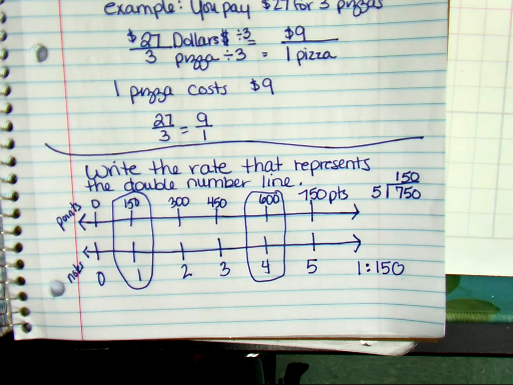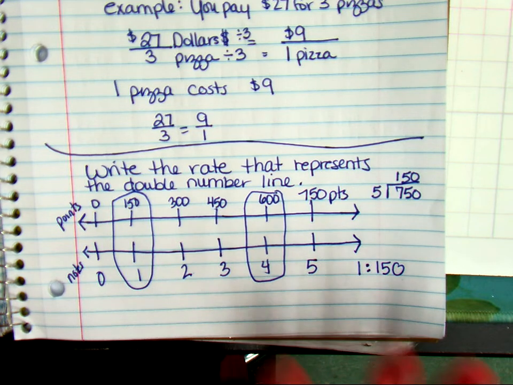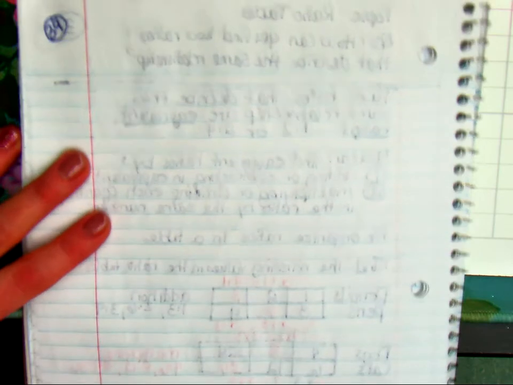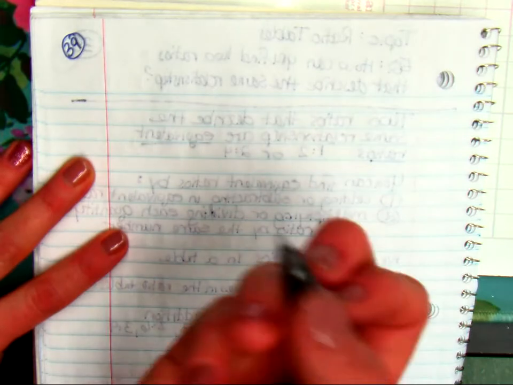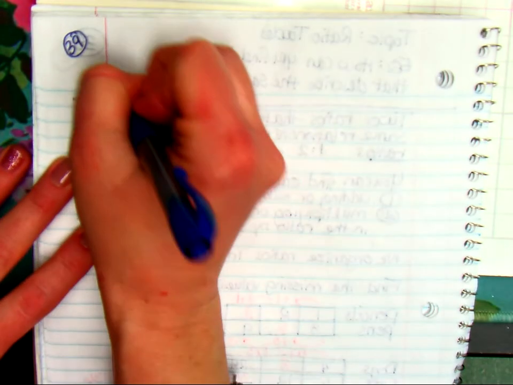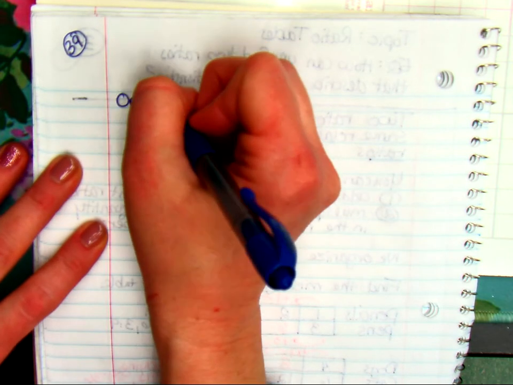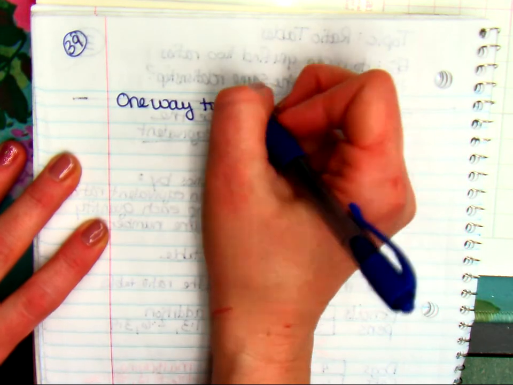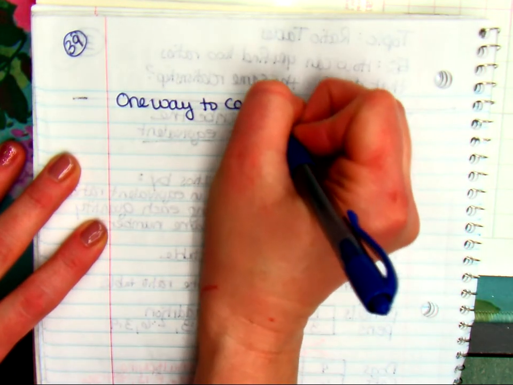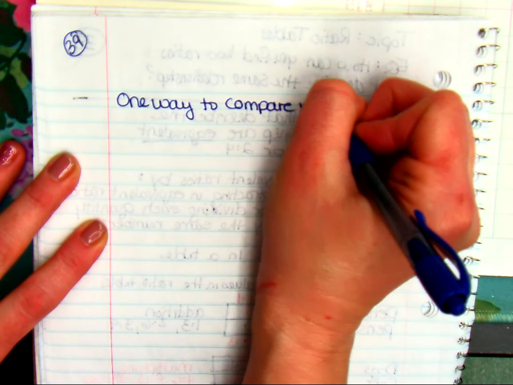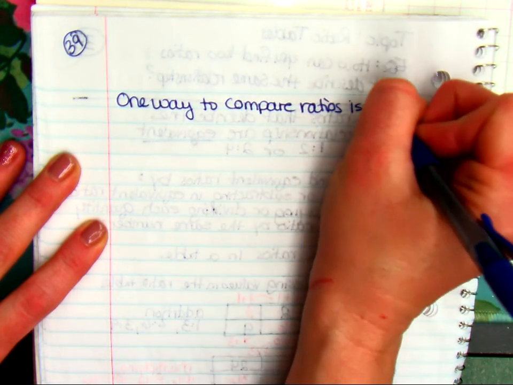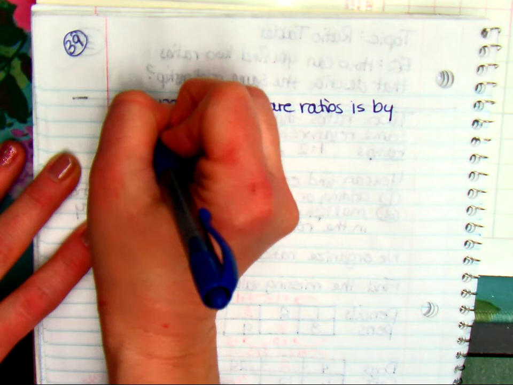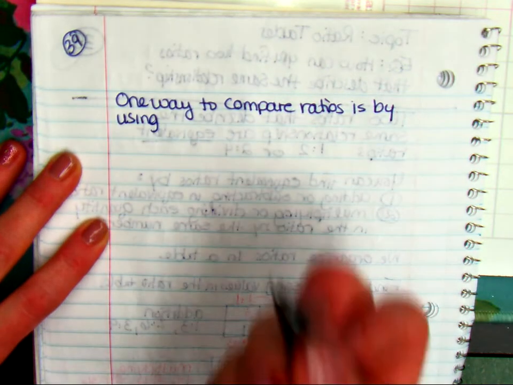All right, now I'm going to take this one more step. So I'm going to actually, because I run out of room here, go over to my page 39, which is on my left-hand side. And I'm going to use a ratio table. So one way to compare ratios is by using ratio tables.